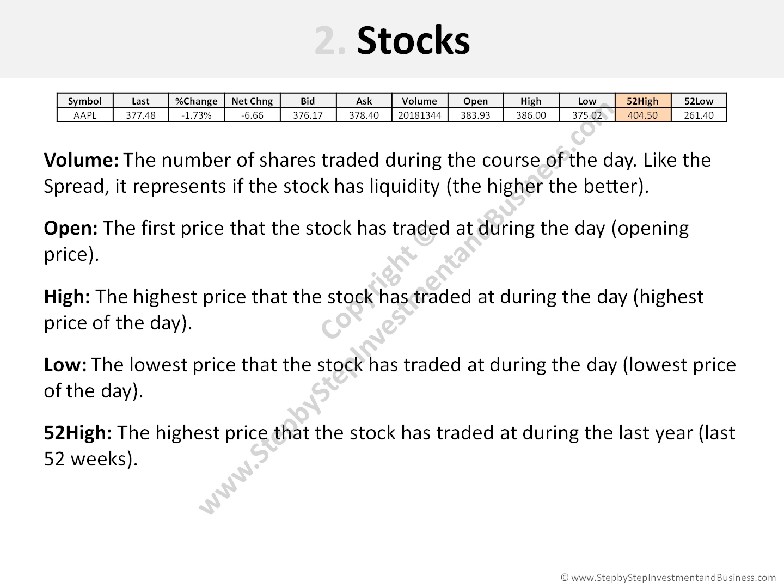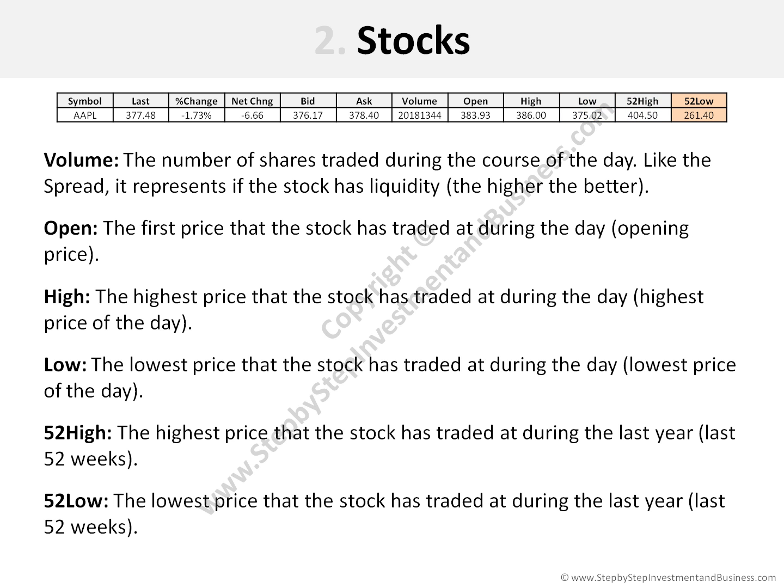On the other hand, the value called 52 high indicates the highest price that the stock has traded at during the last year. That is, during the last 52 weeks. That is why its name refers to the number 52. In contrast, the 52 low is the lowest price that the stock has traded at during the last year. That is, during the last 52 weeks.